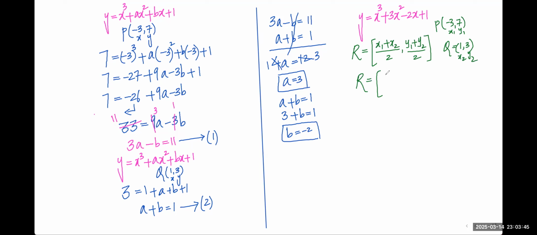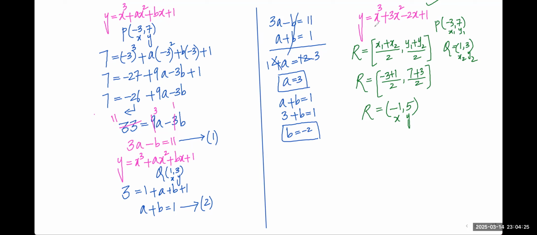(x1 plus x2)/2 is (-3 plus 1)/2, comma, (y1 plus y2)/2. If you simplify, -3 plus 1 is -2, divided by 2 is -1. 7 plus 3 is 10, by 2 is 5. This is the R value. We have to show that R lies on this curve, meaning R should satisfy this curve. In place of x and y, if I substitute, what happens?